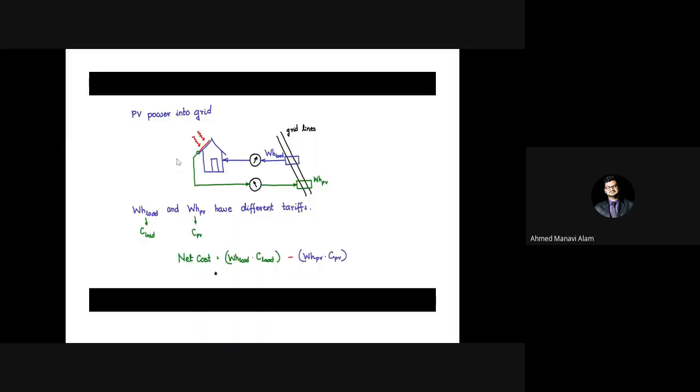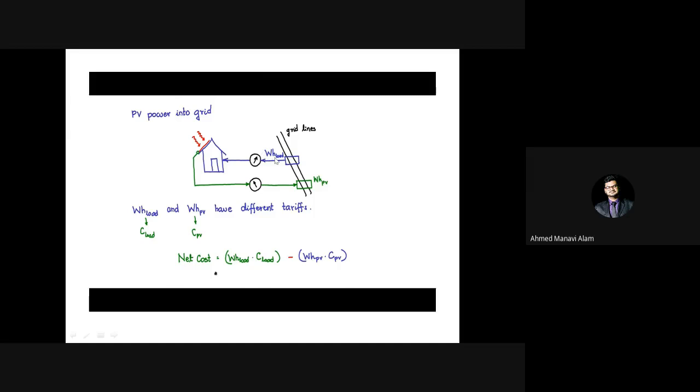Look, this is PV power into grid. What does this actually mean and how does it work? There is a connection called the grid line, and suppose in your household you are taking power from the grid line. There is a meter, and by this meter you are measuring how much energy you are getting from the grid line.